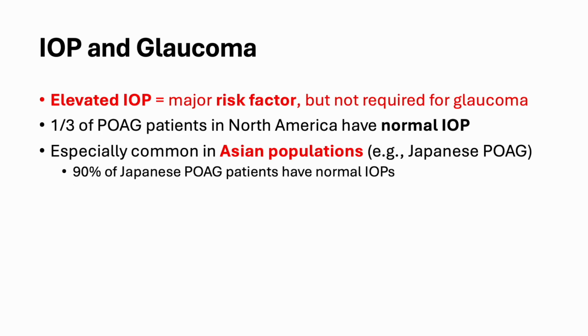IOP in glaucoma. Elevated intraocular pressure is a major risk factor, but it is not required for the diagnosis of glaucoma. In fact, about 1/3 of primary open-angle glaucoma patients in North America have normal intraocular pressures. This phenomenon is particularly common in Asian populations. For example, around 90% of Japanese POAG patients present with normal IOPs.